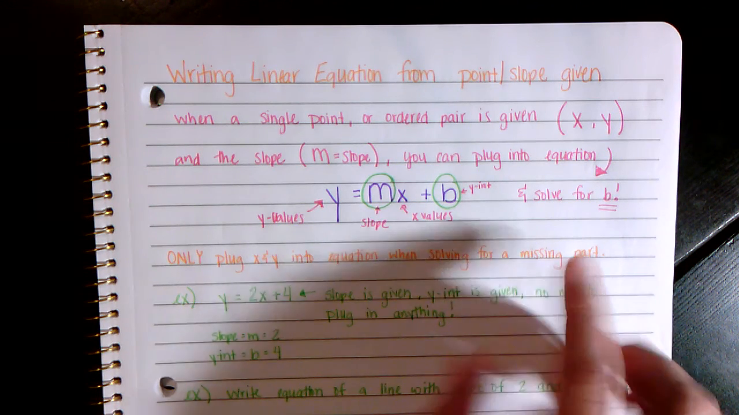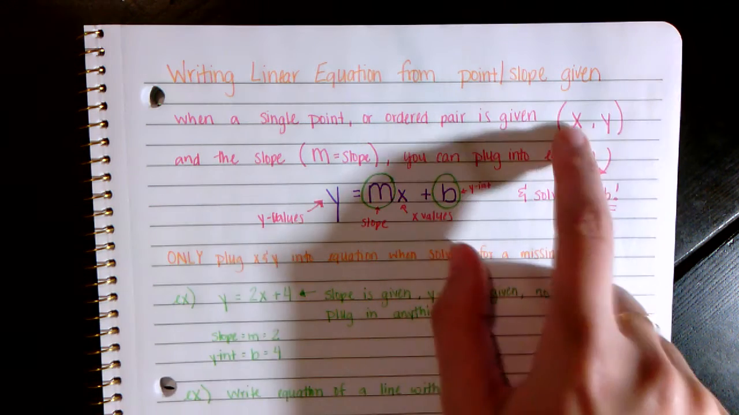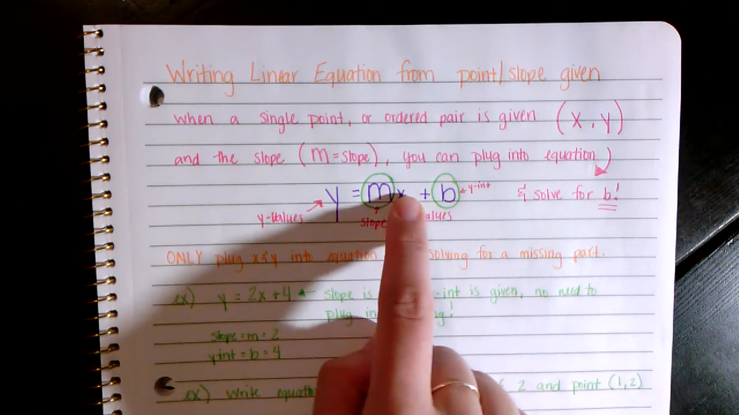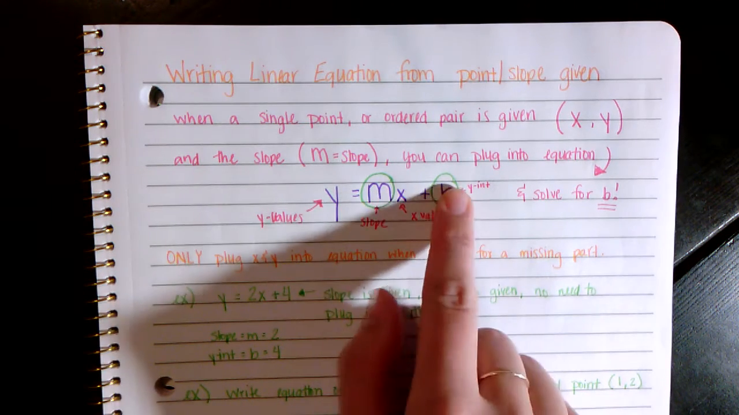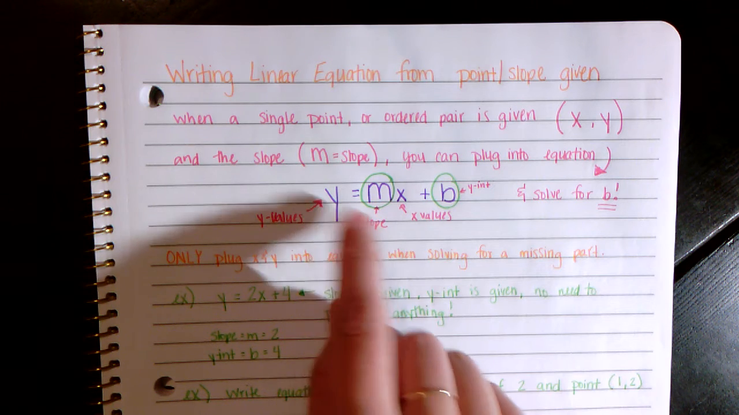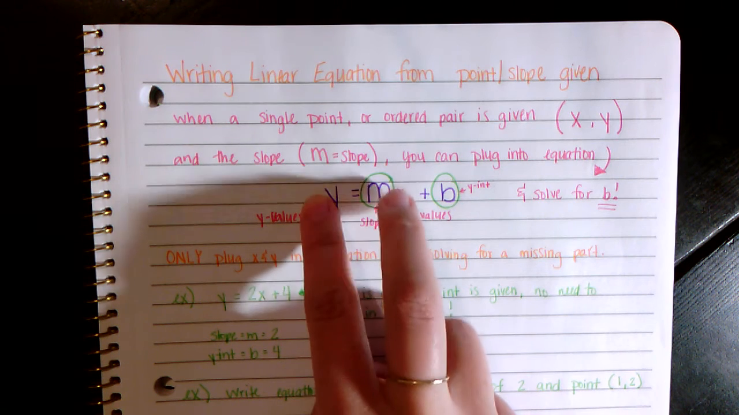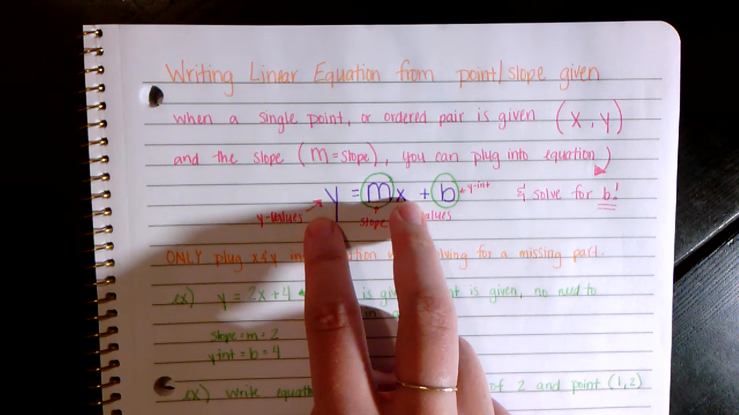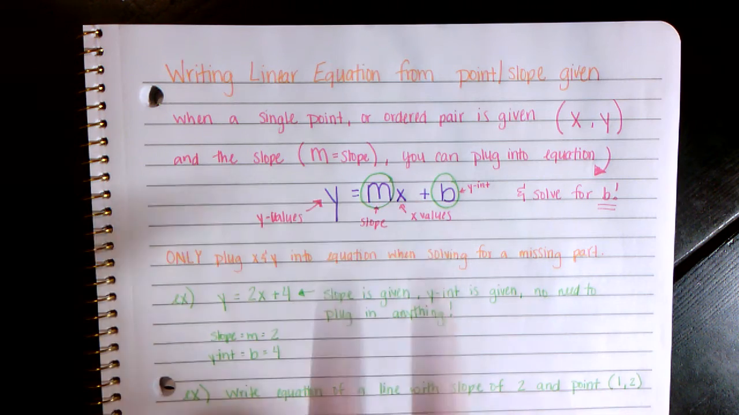I would see sometimes people who had been given a point and a slope, they would plug the point in, they would plug the slope in, they would solve for b, and then when they went to write the equation, they would put the y value and the x value back in the equation, which is not what needs to happen. Those need to go back to just being letters.